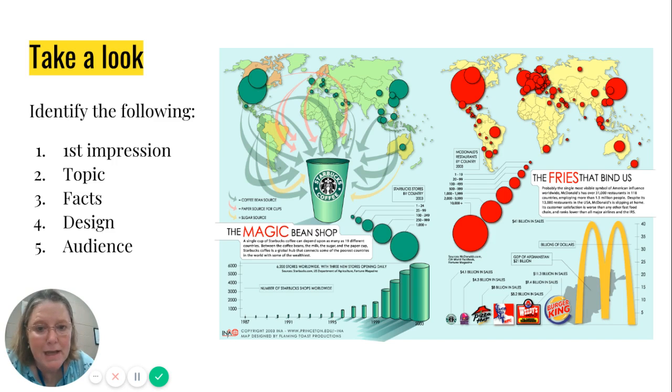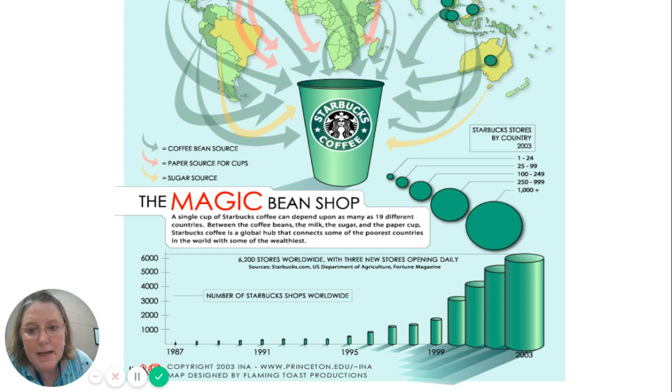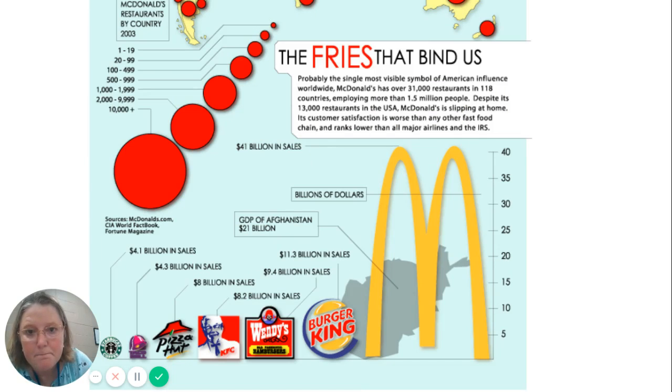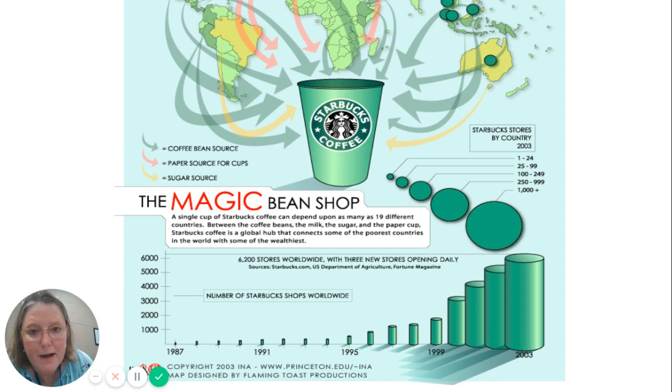Then we go on to the topic. Well, that was my question: what is this supposed to tell us about? It talks about the bean shop and fries, and on this slide I have expanded part of it. It talks about how you can find this in 19 different countries. So maybe the topic is talking about how common the two things are. McDonald's would be their fries, and Starbucks would be their coffee. So that's the topic being covered here.